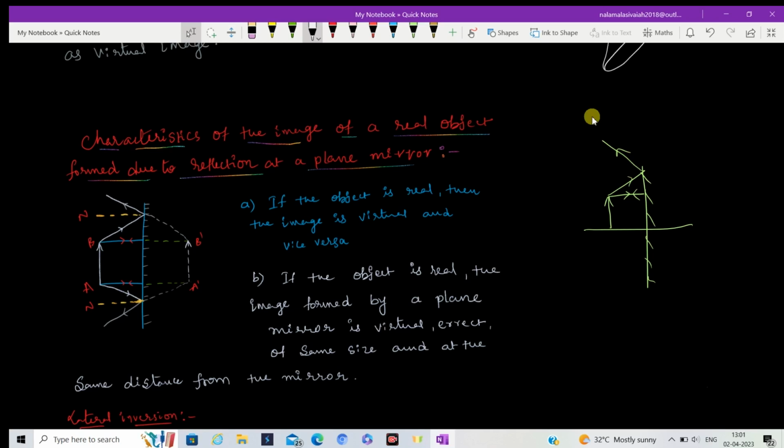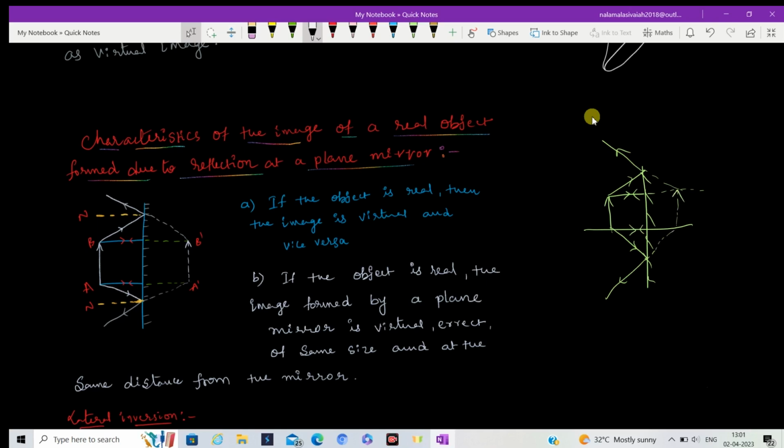Then you can extend it, this one extended, and this one also extended. You can take one more light ray, that will be reflected back. Then along this one also you can take and reflect back. If you extend these light rays, the image will be forming here.